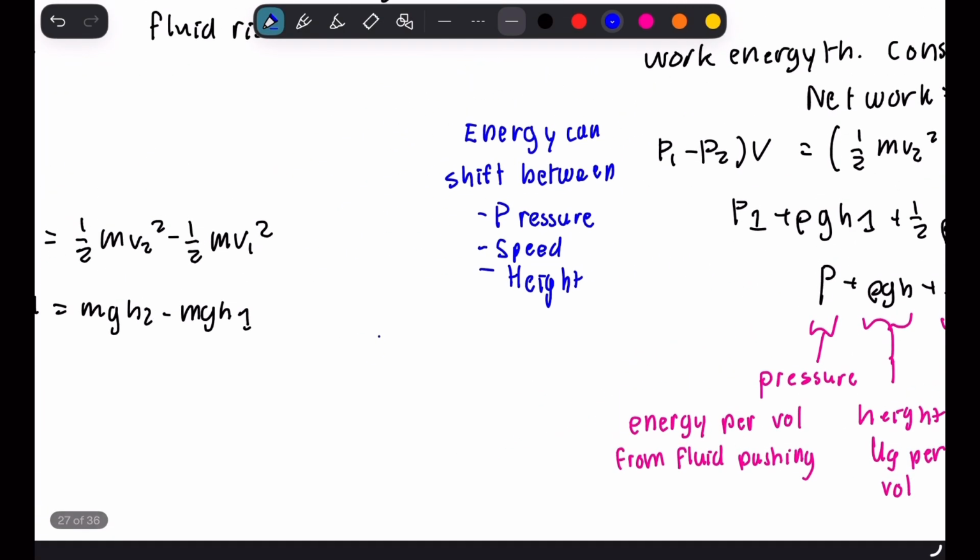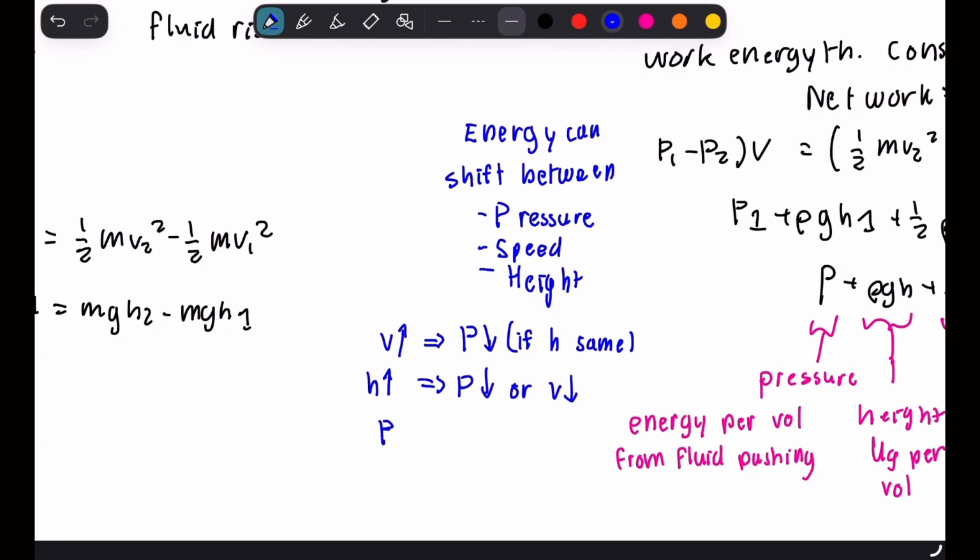So if V increases, pressure is going to decrease if H stays the same. If H increases, that means that P has to decrease or V must decrease. If pressure increases, then your V has to increase or your H has to increase.